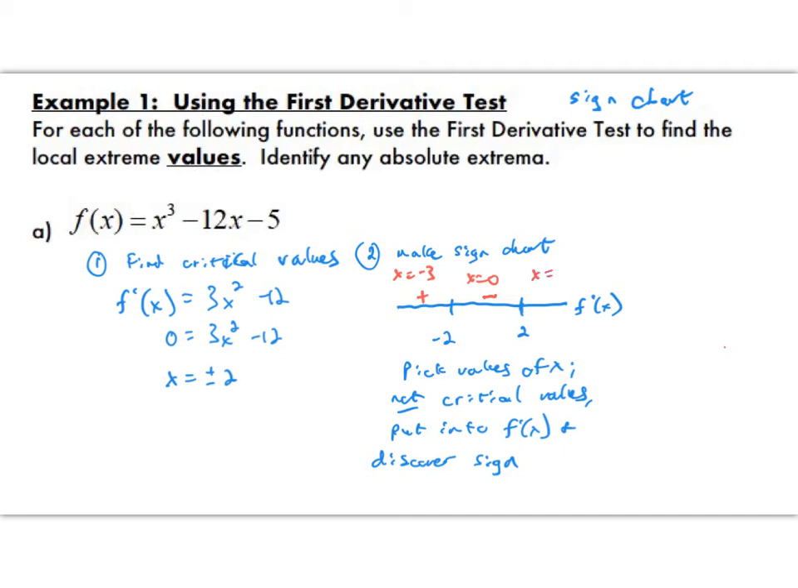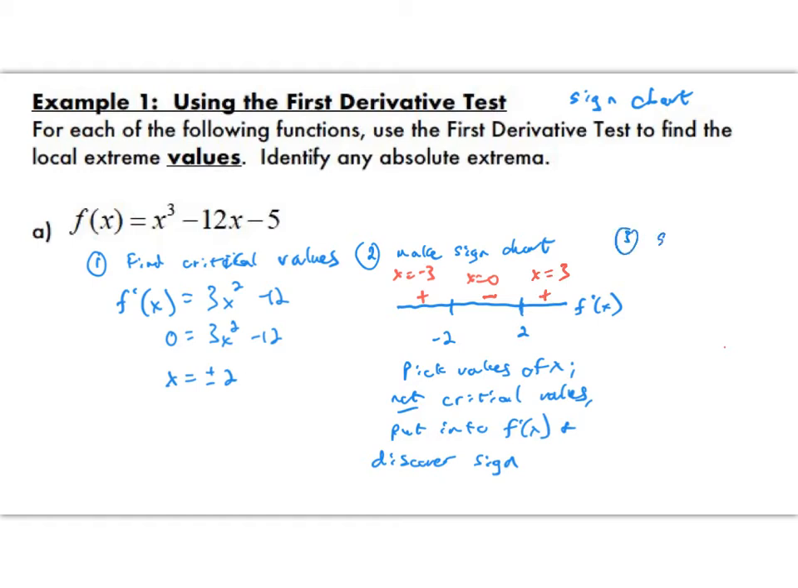Let's do the same thing for the right side here, picking a value greater than 2. Let's pick 3, and you're going to find that picking 3 is the same as picking -3. You're going to end up with something positive here. All right, so now we know where the derivative is positive and where it's negative.